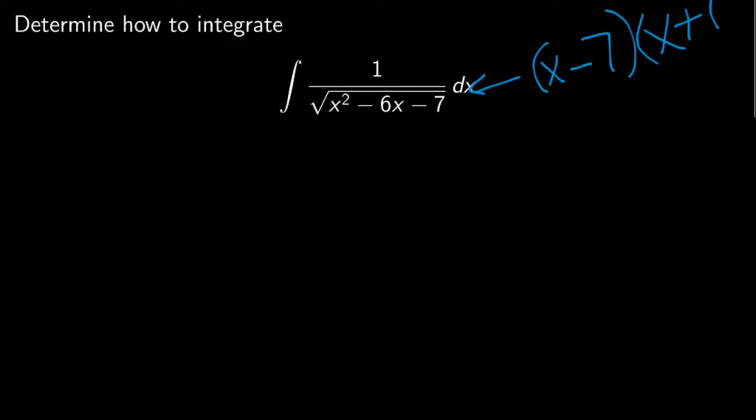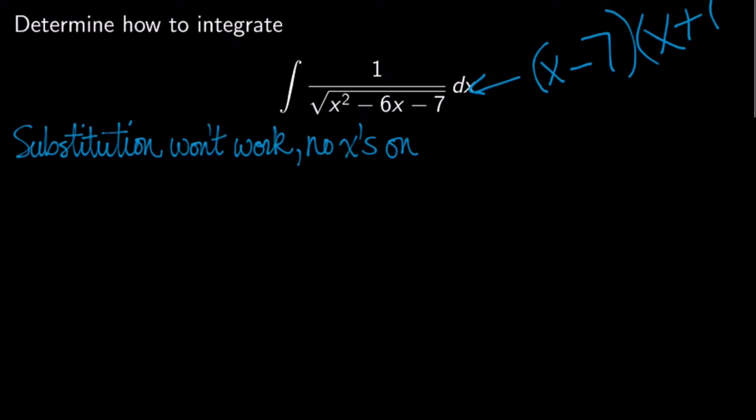And you start thinking maybe partial fraction decomposition is the way to go here. But I don't think that's going to work because of the radical. So substitution is not going to work because there's no x's on top. You can't substitute u equals x squared minus 6x minus 7.